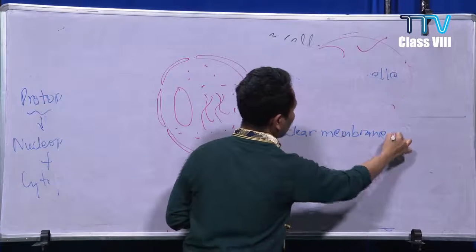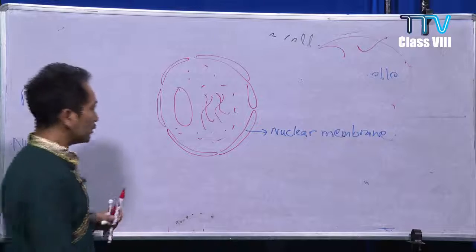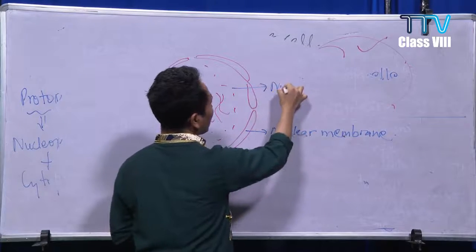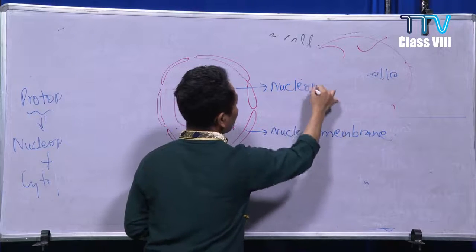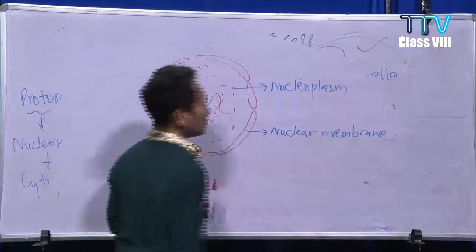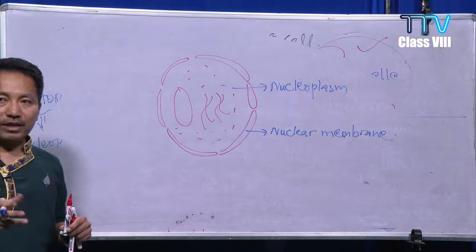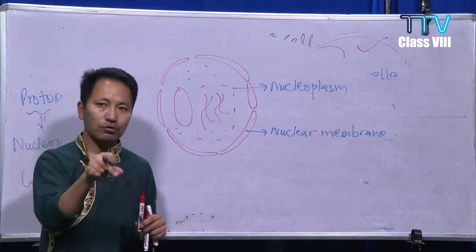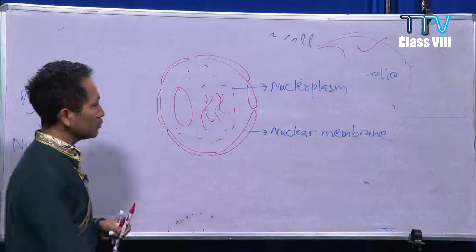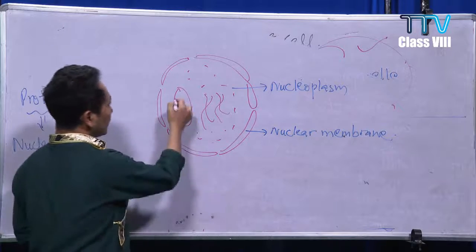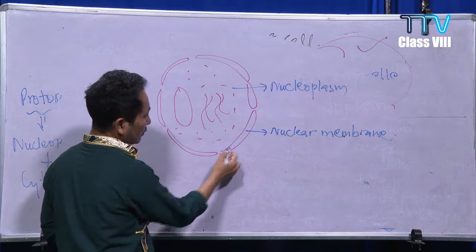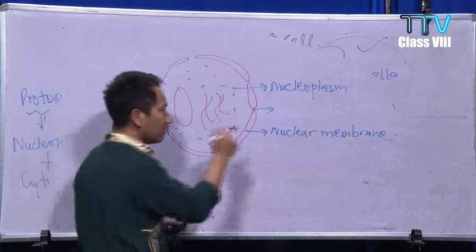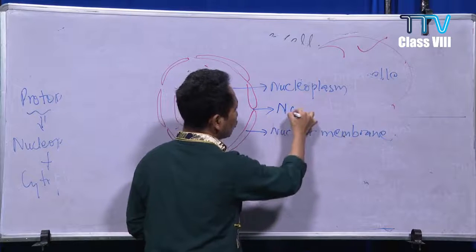Then inside the nuclear membrane we have got a nucleoplasm. Nucleoplasm is nothing but a protoplasm that is found inside the nucleus. And there are pores on the nuclear membrane. We call them as nuclear pore.